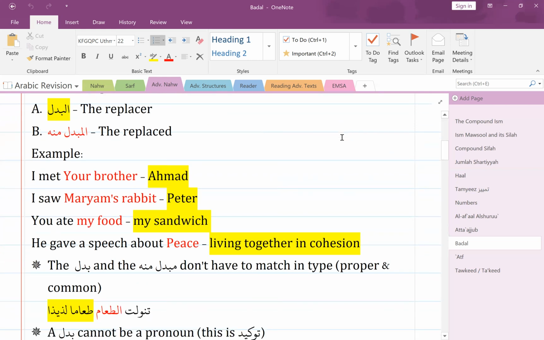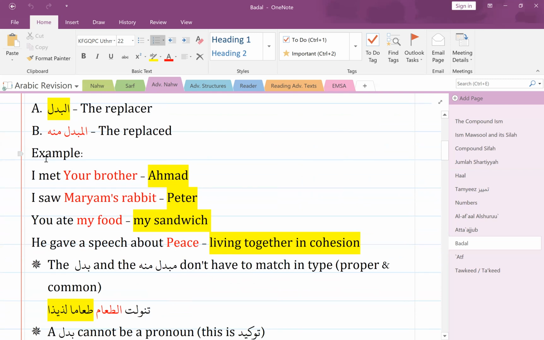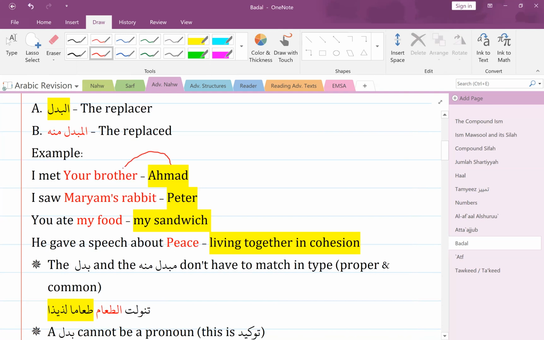For example, let's take some examples in English. When I say, I met your brother Ahmed. Say you only have one brother and his name is Ahmed. If I just said, I met your brother, you would understand what I'm saying, because you only have one brother called Ahmed. If I said, I met Ahmed, you know I'm talking about your brother. But the fact that I said, I met your brother, then I say Ahmed. So you can see Ahmed is a badal because it can replace your brother. It is the replacer, and the thing being replaced is your brother. So that's one kind of a badal.